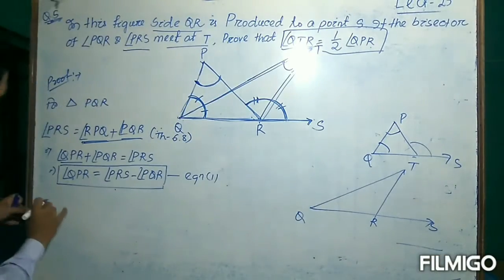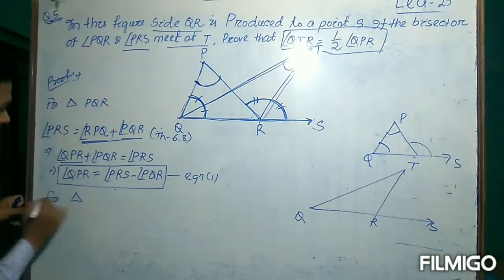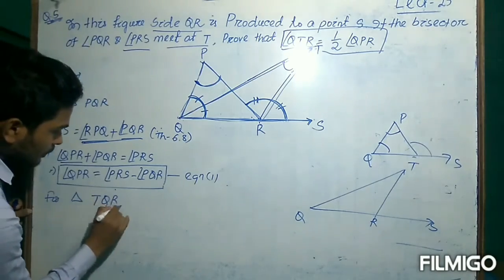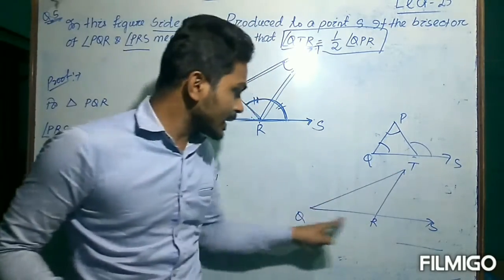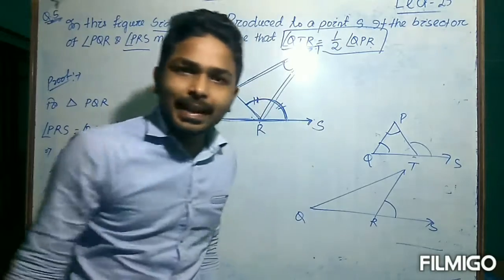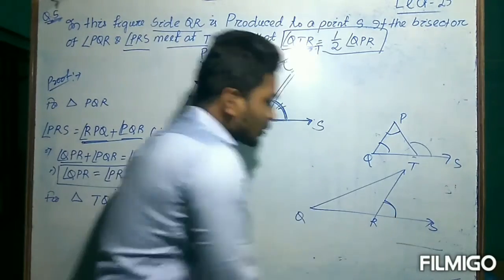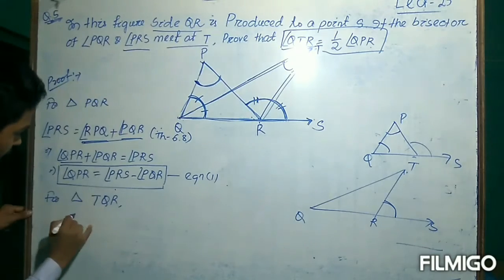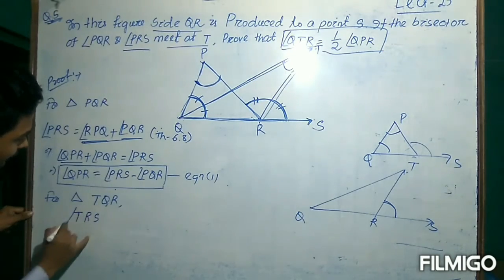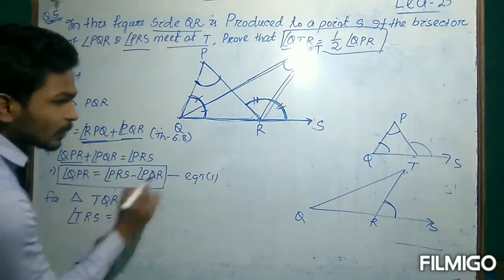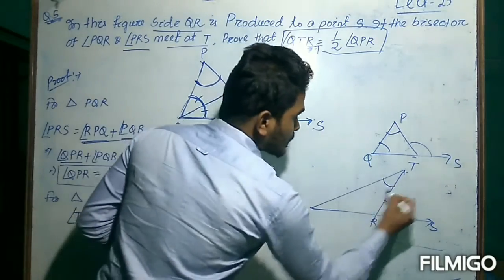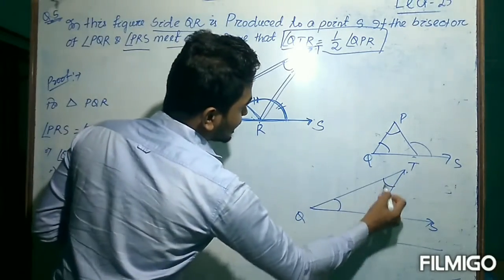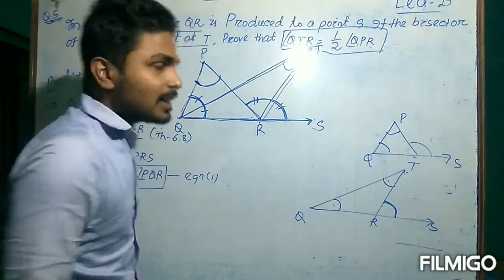TQRS. Okay. So for triangle TQR, for this triangle TQR, this is also an exterior angle. Okay, understood? So we can write that TRS is equal to the sum of two interior opposite angles. If you consider this as an exterior angle, then these two are interior opposite angles.